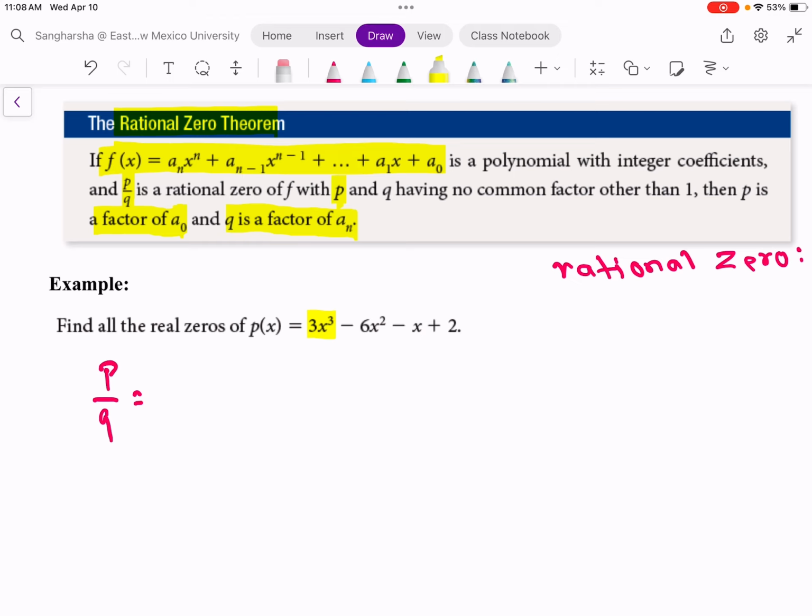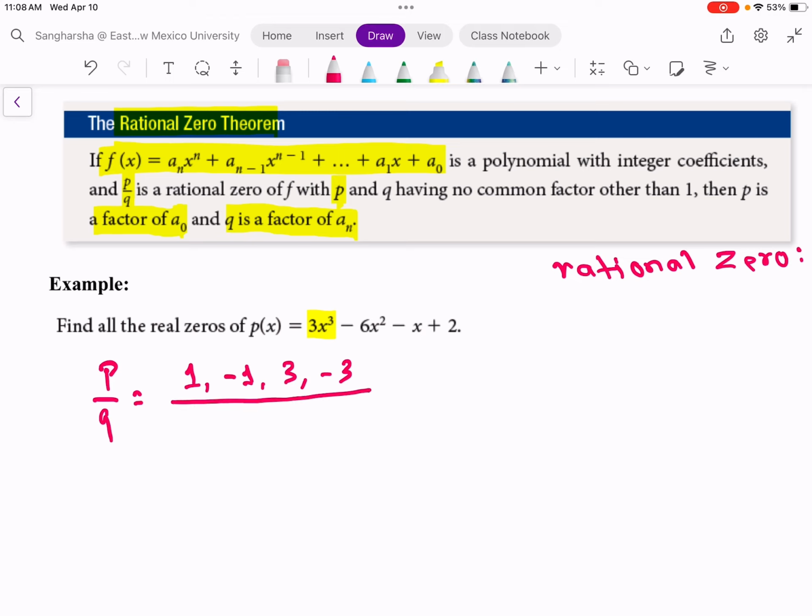3 divided by negative 3 is negative 1. So positive 1, negative 1, positive 3, negative 3. All these are the possible values for p. So we write down every factor of the coefficient of the leading term. These are our options for p.